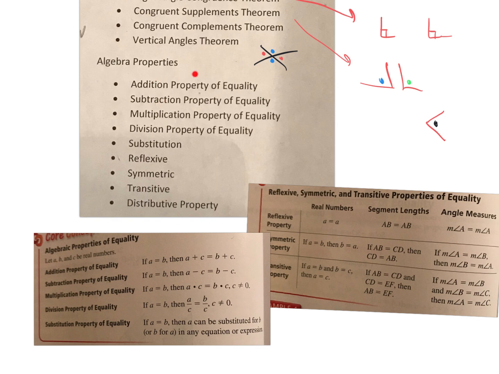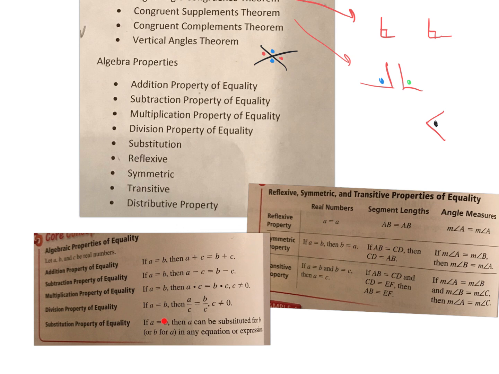So addition property of equality. If A equals B, then A plus C equals B plus C, meaning you can add C to both sides. Subtraction property of equality. If A equals B, then A minus C equals B minus C. In other words, you could subtract C from both sides. Multiplication property of equality. If A equals B, then A times C equals B times C. In other words, you could multiply both sides by C. Division property of equality. That means that if A equals B, then A divided by C is equal to B divided by C. In other words, you could divide both sides by C.